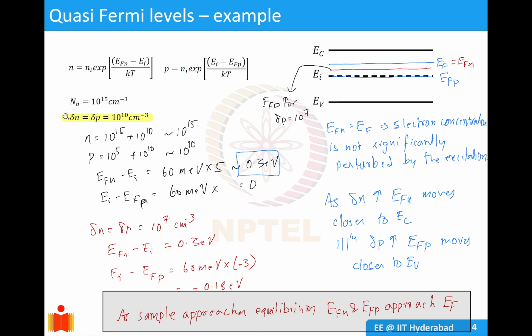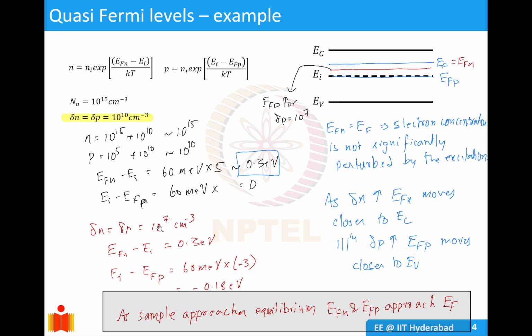Another example where we take low level injection where delta n equals delta p equals 10 raised to the power 10. So your n remains 10 raised to the power 15 and your p becomes 10 raised to the power 10. Now if you calculate EFN, it comes around 0.3 eV, and for EFP it comes around 0. So in this case your EFN is the same as your earlier EF, but your EFP is now at mid gap value.